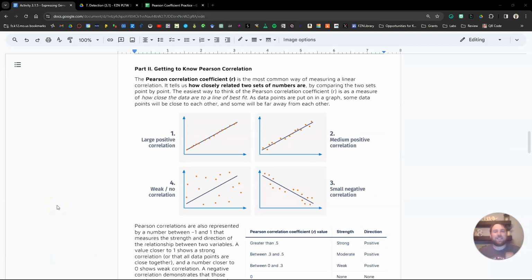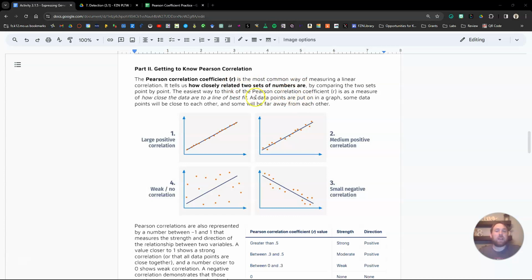Big left turn into statistics land here. We're going to get to know what is called the Pearson correlation coefficient, also known as R. This is a very common statistic to find in scientific research and medical research, and it tells us how closely related two sets of numbers are.